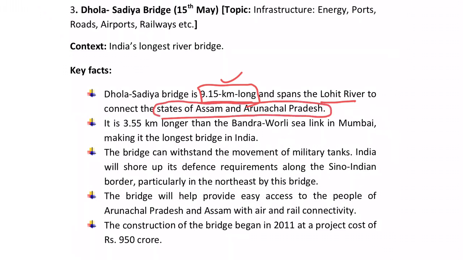They may give Assam and Nagaland, or they may give you Nagaland and Arunachal Pradesh. So please be careful. Next, it is 3.55 kilometers longer than the Bandra-Worli Sea Link in Mumbai. So Bandra-Worli will be the second longest river bridge in India. The bridge can withstand the movement of military tanks. This is very, very important.